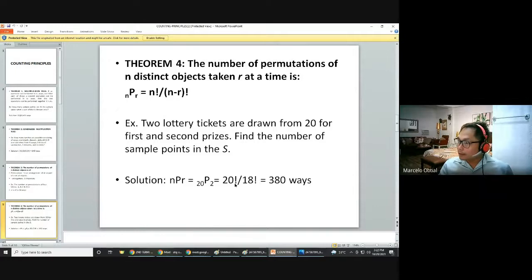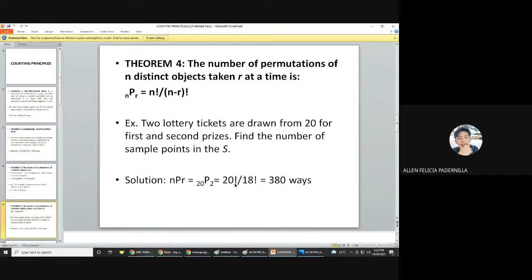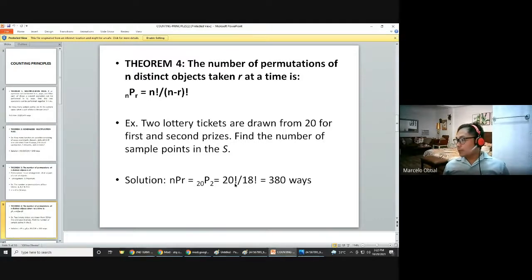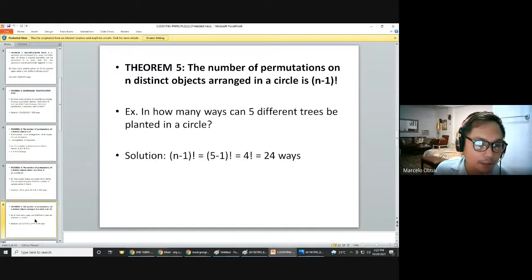20 times 19. Kindly compute daw, is it 380? 20 times 19. Allen, nandiyan ka pa, Allen? Or anybody po? Okay. Is 20 times 19 the same pa rin sa answer natin? 20 times 19, please. 380, no? Yes po, sir. Okay. So yun yung other way to compute. Okay na, Allen. Thank you. Okay, number 5 na tayo, Shello.